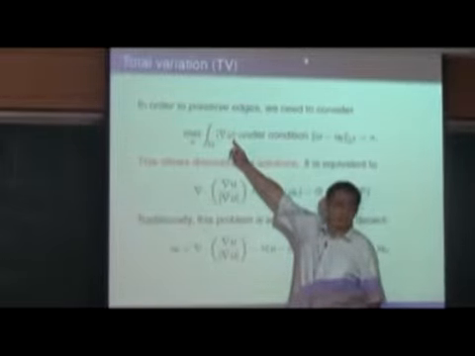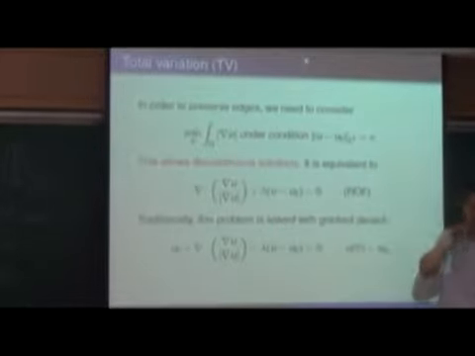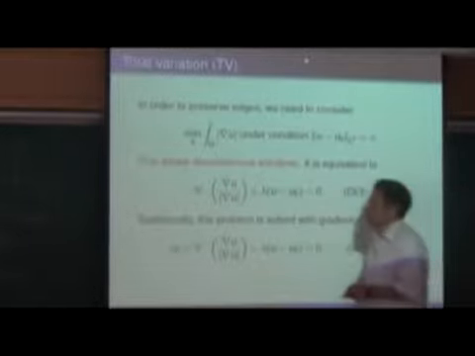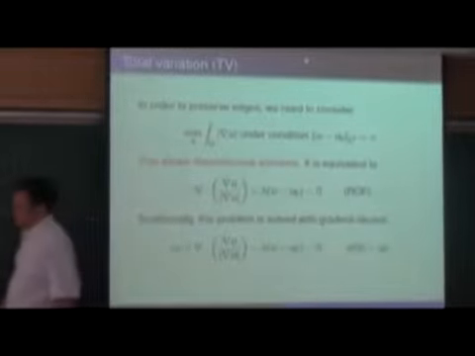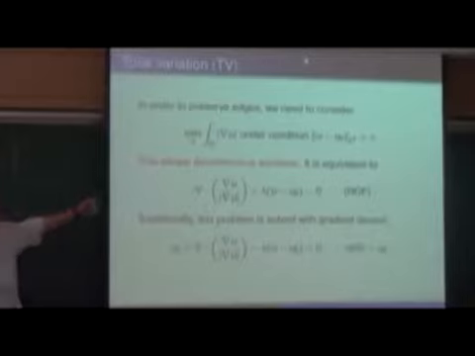However, if you take the 2 away and put 1 here, you kill the oscillation, but you will not kill the discontinuity. You will not kill the discontinuity. So this is the Rudin-Osher-Fatemi model. Essentially, you solve this equation.